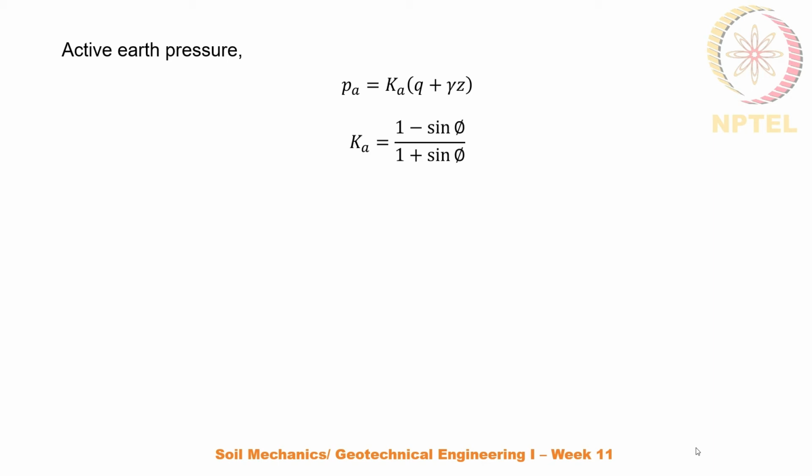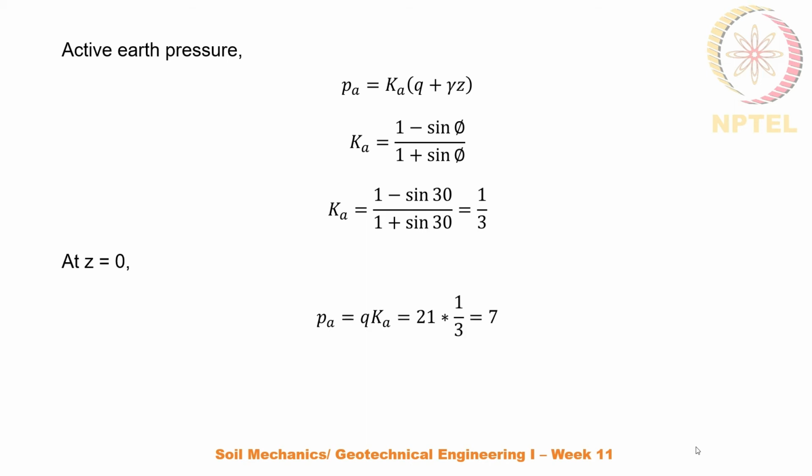So coefficient of active earth pressure Ka is equal to 1 minus sine phi by 1 plus sine phi. Substituting the value of phi, we have Ka equal to 1 by 3, as we got in the previous problem. Now at Z equal to 0, there is no change. As we saw in the previous problem, it is equal to 7. Only Q and Ka come in the equation.